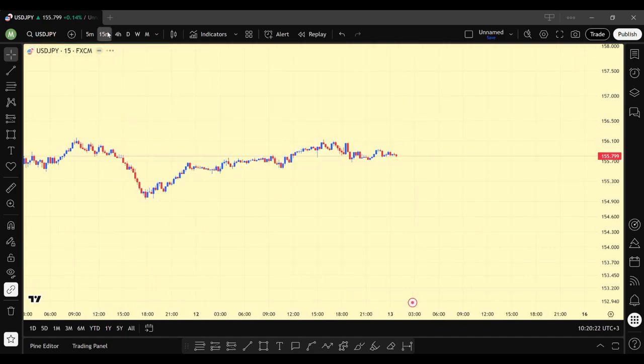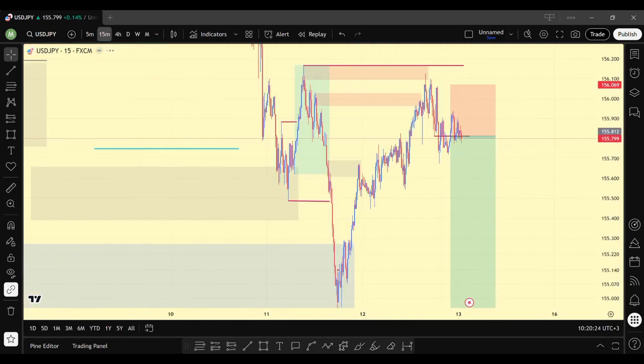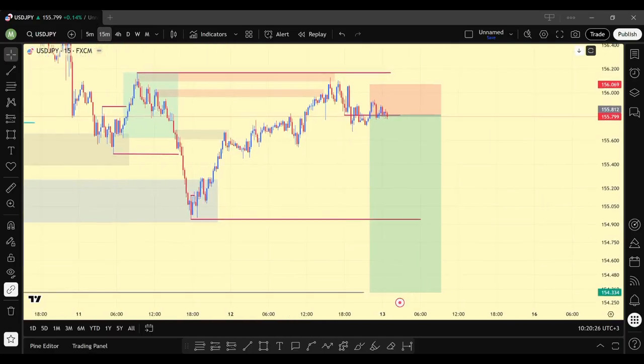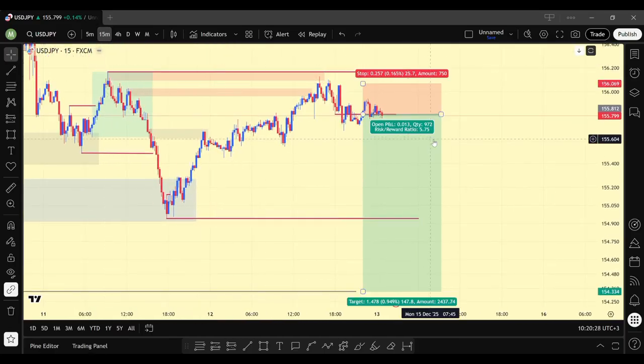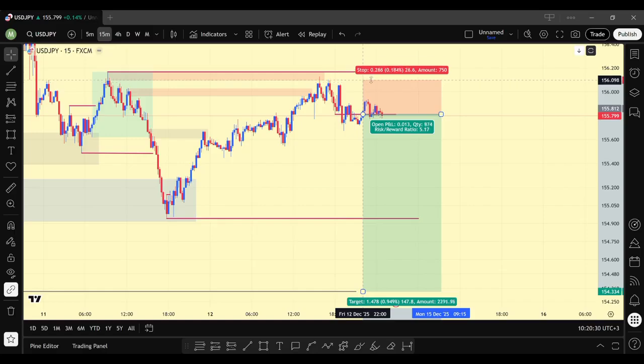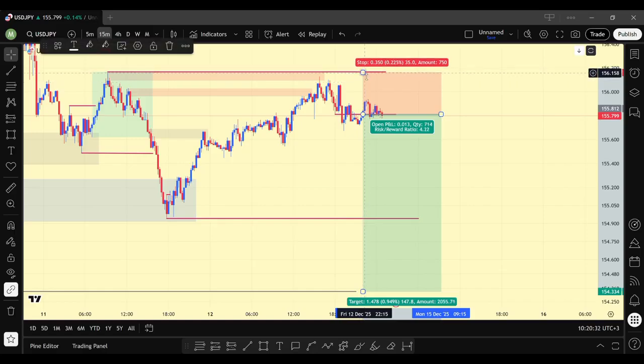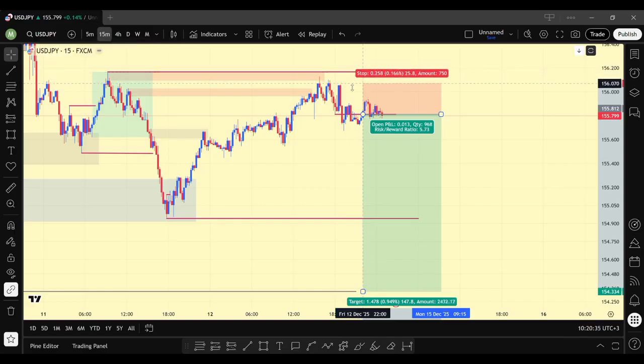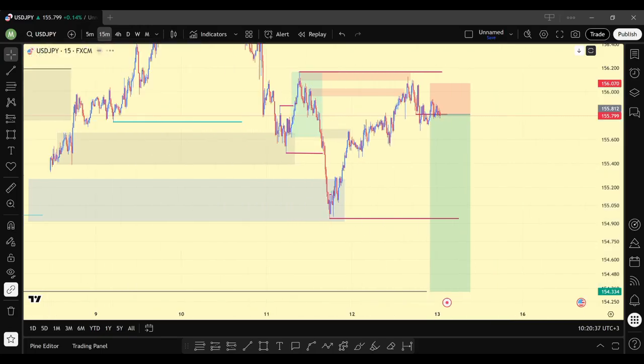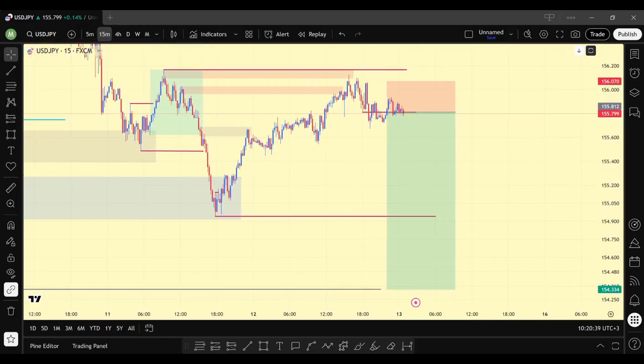So exactly right here, I'm looking forward for price to come all the way to here. This is my entry, exactly my stop loss there, but the safe one, of course, will be somewhere there. But of course, placing it there is also a good one. So yeah, exactly right there.